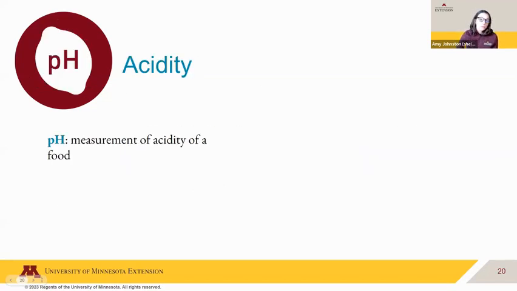The acidity of a food or the environment also impacts if a pathogen can survive or grow. pH is the measurement of acidity of a food. pH stands for potential of hydrogen. The pH or acidity is determined by the number of active hydrogen ions in that food. And we'll go over some examples in the next few minutes.